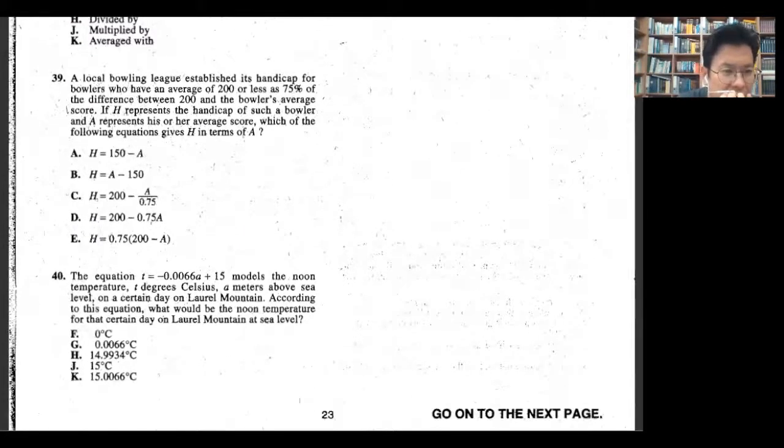A local bowling league established a handicap for bowlers. The handicap is 75% of the difference between 200 and the bowler's average score. H represents the handicap, and A the bowler's average. So the difference between 200 and A is 200 minus A, and then we multiply by 75% of it, which is H.